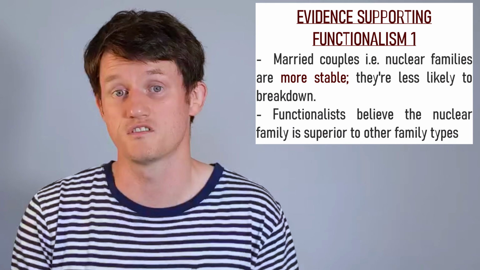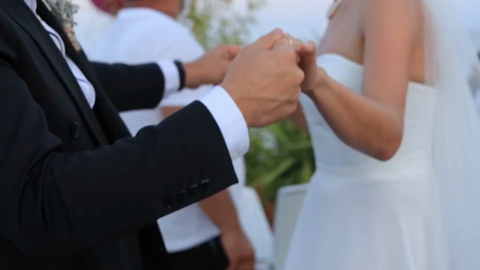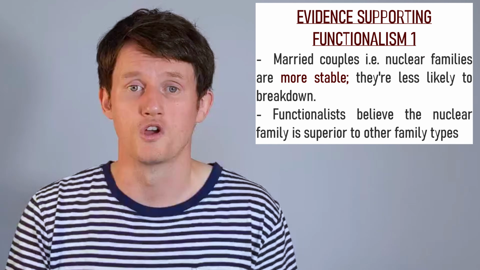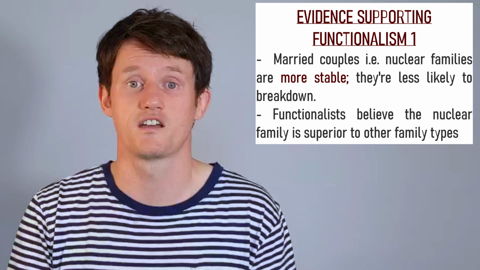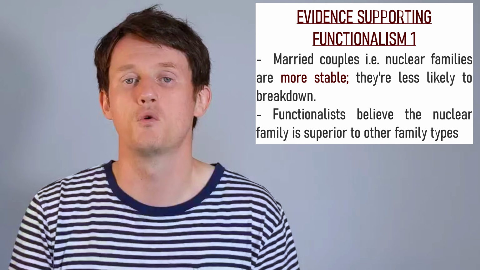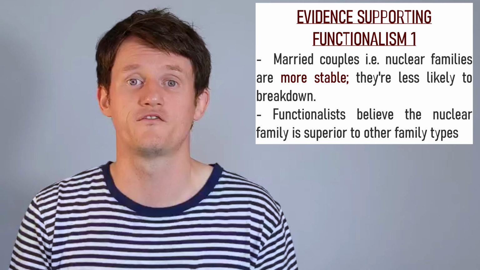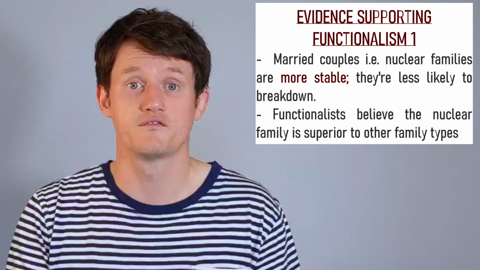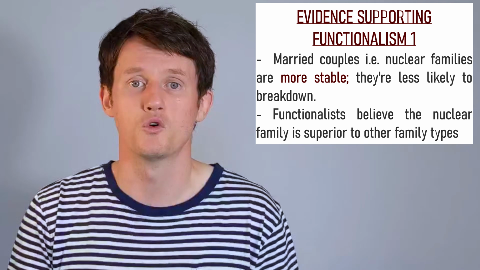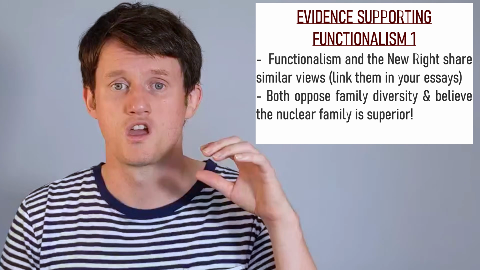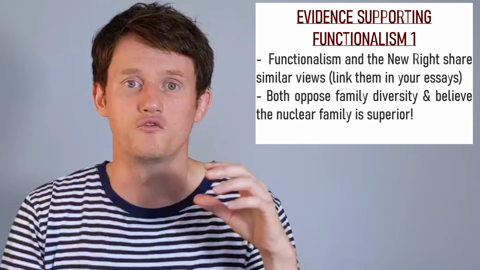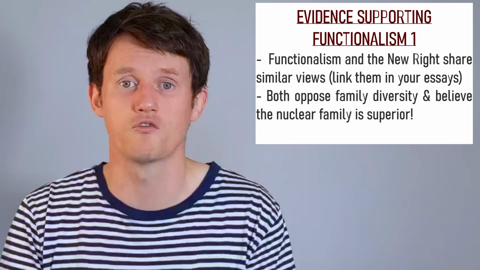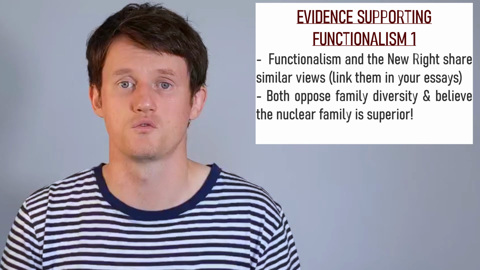The first key piece of evidence is the fact that married couples are more stable. You're more likely to have family breakdown and couple breakdown if you are unmarried. And this would support a functionalist view that the nuclear family promotes stability in family life and in society more generally. We're moving into the territory of new right theory here, so you can bring in the new right to back up a functionalist view of the family.